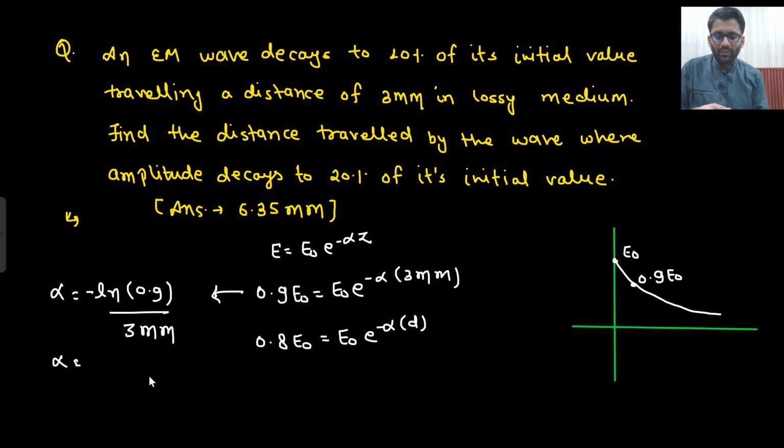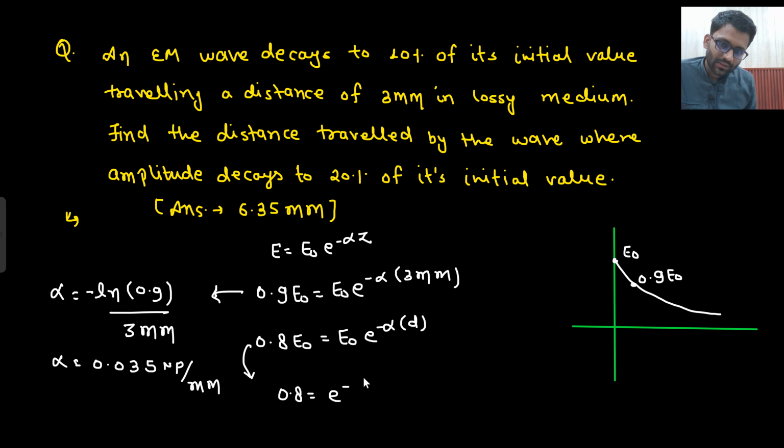So let's do the calculation. 0.9 ln divided by 3, with a minus sign, gives 0.035 nepers per millimeter. Okay. So from here, 0.8 is equal to e to the power minus alpha d, where alpha is 0.035, but do not forget it is nepers per millimeter. So your answer will also come out in millimeters only, because this is nepers per millimeter.